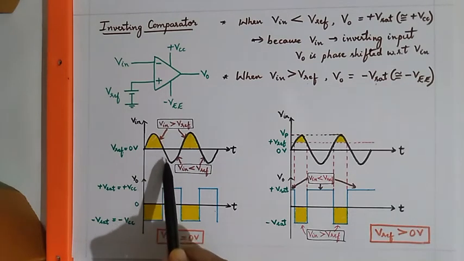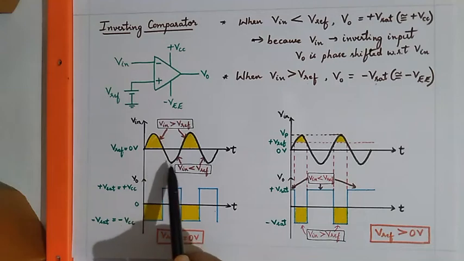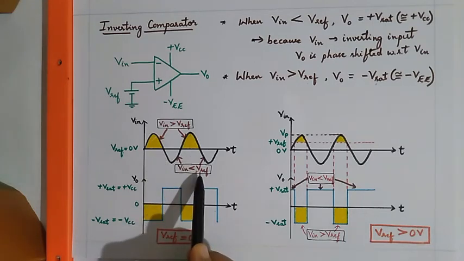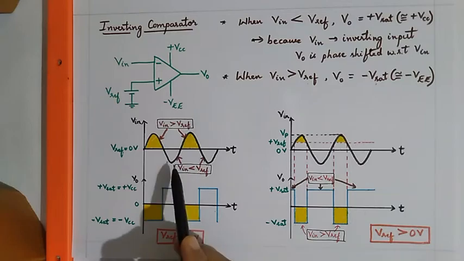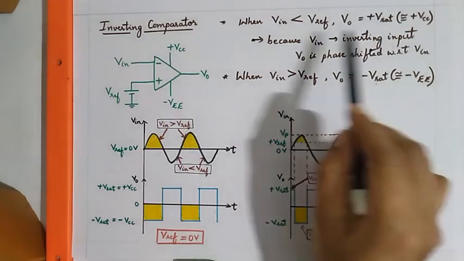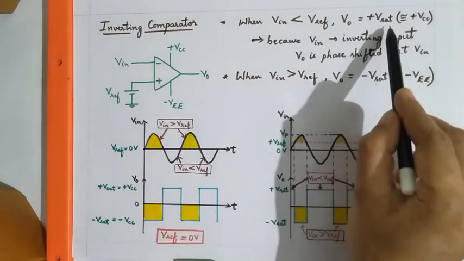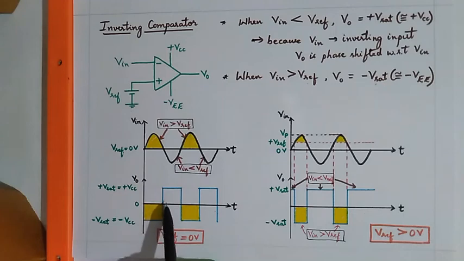For the negative cycle, that is for Vin less than the reference voltage, the output would be equal to plus V saturation, that is, it goes to plus V saturation. Thus for the negative cycles the output voltage is represented by plus VCC. This is for the case when the reference voltage is equal to 0.